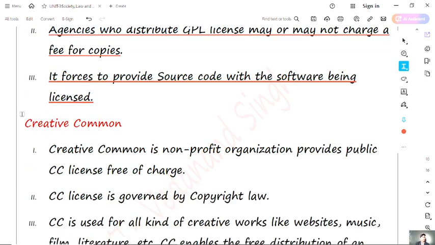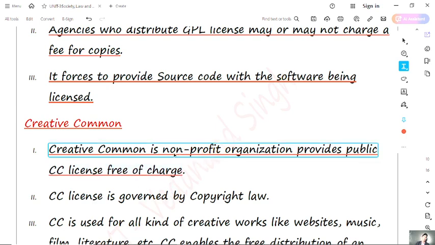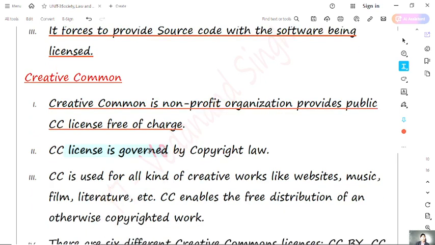Now the Creative Commons. What is Creative Commons? Creative Commons is a non-profit organization that provides public CC licenses free of charge. Generally it is an NGO, a non-profit organization, and it provides public copyright licenses free of charge. Now the next is that CC license is governed by copyright law. There are some copyright laws, we have to follow that rule, and CC follows the same rule, and the law is created by the government. Now CC is used for all kinds of creative works like website, music, film, literature, etc.